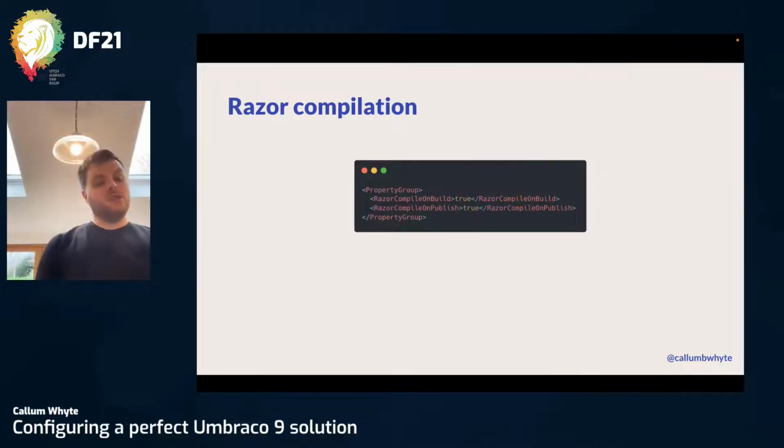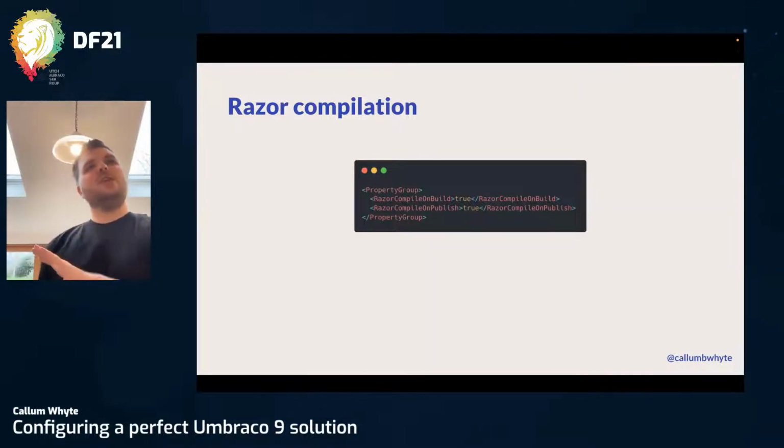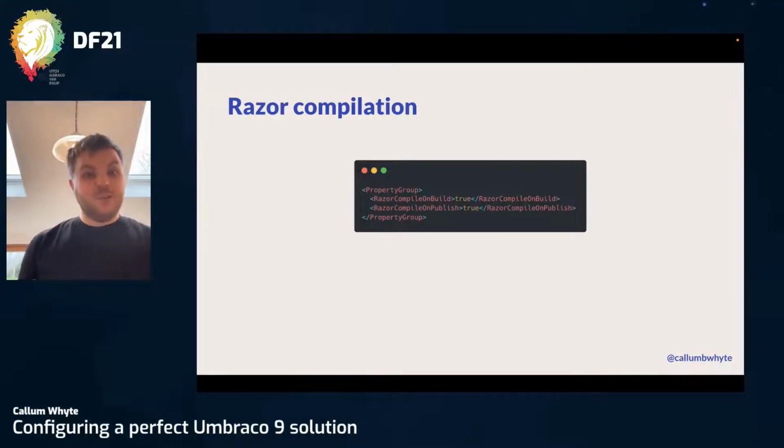Let's talk about Razor compilation too. So a really important performance gain that you can get is by enabling compiled views in Razor. There's a few problems with this though. Firstly, if you're using the models builder mode in memory auto, which was the artist formerly known as Pure Live, I think it was in V8. We don't use it, but if you are using that, you will not be able to use compiled views because if you change your model in any way, it will not match what the view is expecting.